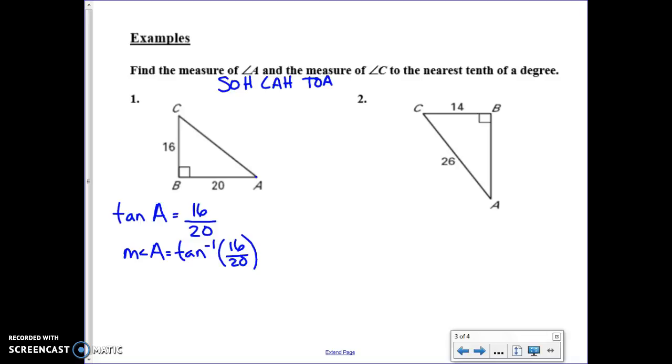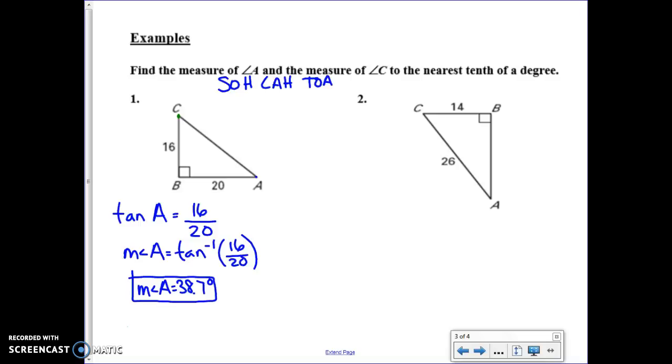Then you type inverse tangent of 16 over 20 in your calculator, and you will get the measure of angle A equals 38.7 degrees. If you're not getting that, it might be because your calculator is in the wrong mode. You'll need to change it over to degree mode. If you need help with that, come in and see me.